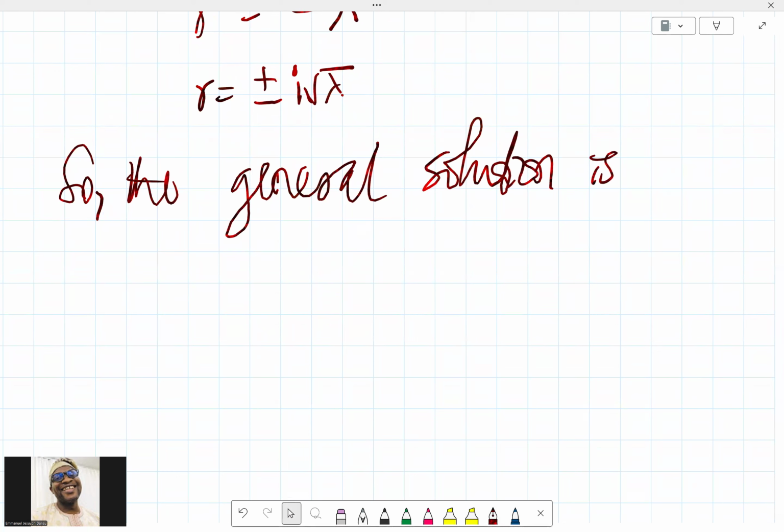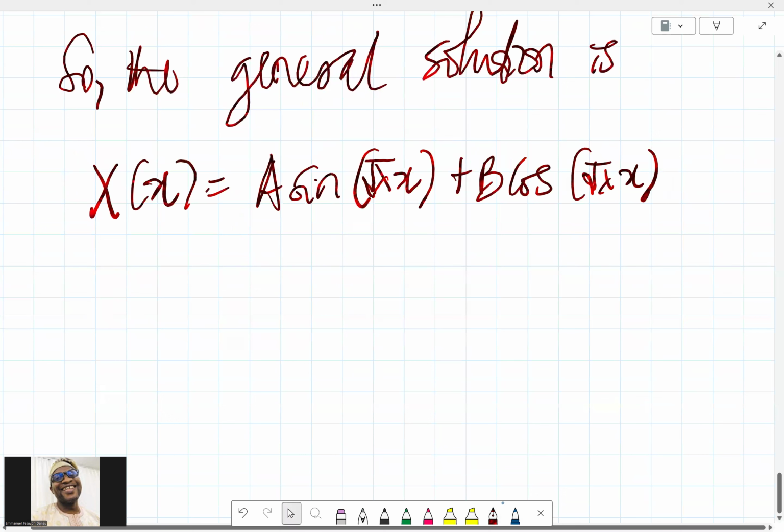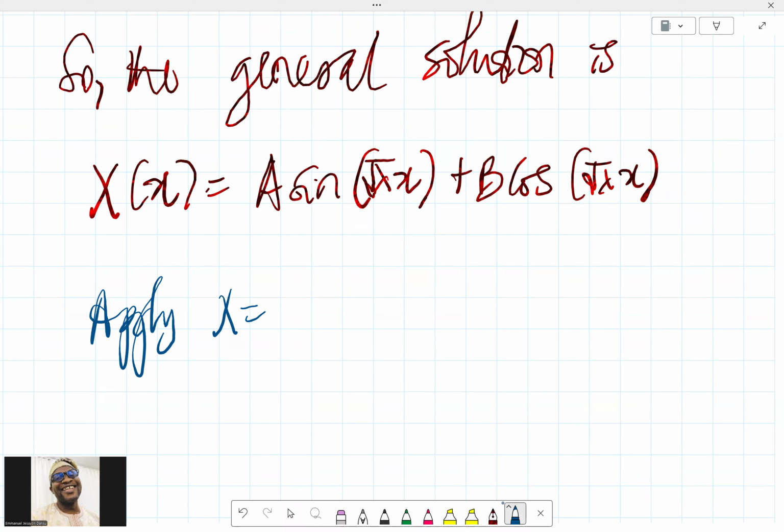So the general solution is X of x equals a, which is a constant, times sine of the square root of lambda x, plus b cos of root lambda x, like that. So the next thing we want to do is to apply the first initial condition. Okay, it's a boundary condition. So apply X of 0 equals 0.